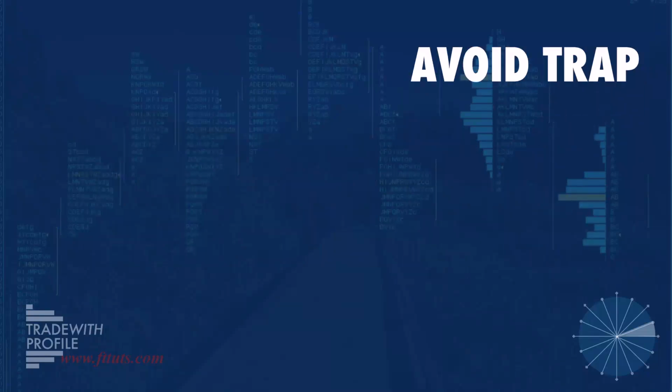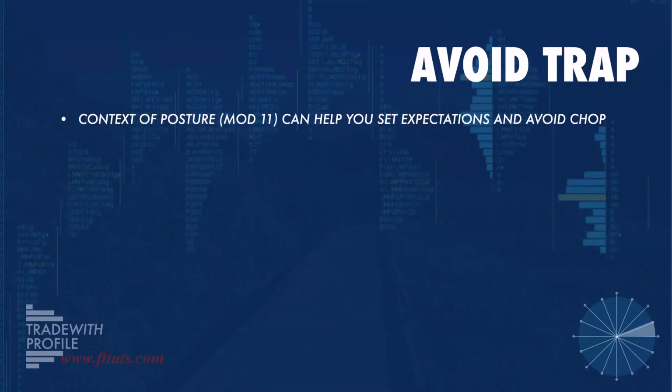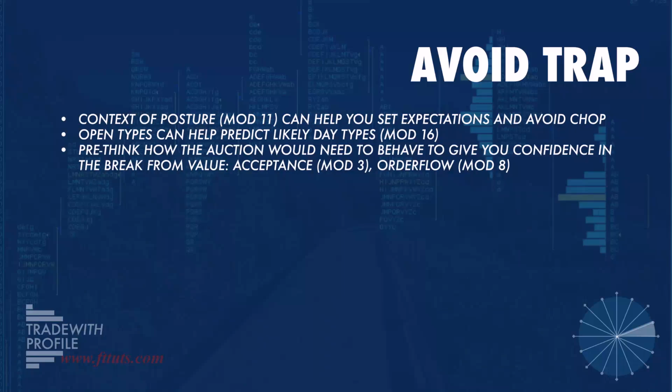So here's how you avoid that trap. One is knowing the context of the posture, which you talk about in module 11, like how long have we been in that posture, can help set your expectations and avoid the chop. Also, open types can help predict likely day types, which we talk about in module 16. If I have an open drive that starts at value, that's likely to lead to a further directional day away from value, and I can go with that. And you need the skill of being able to pre-think how the auction would need to behave to give you confidence in the break from value.